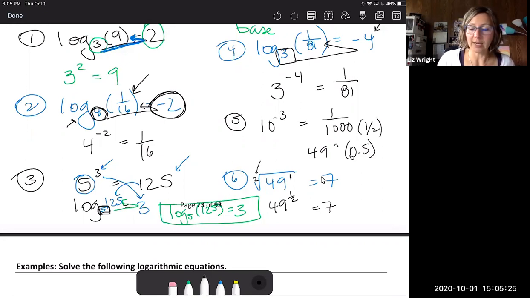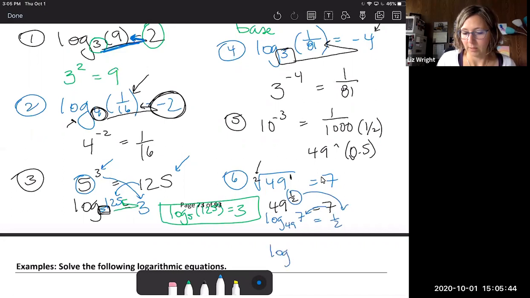All right, so now that we've got it in this form, convert it into log form. So it's going to be log base 49. The 7 comes over here. The 1/2 comes on this side. So that looks totally messy, but it's going to be log base 49 of 7 equals 1/2. And that's going to be your answer right here.